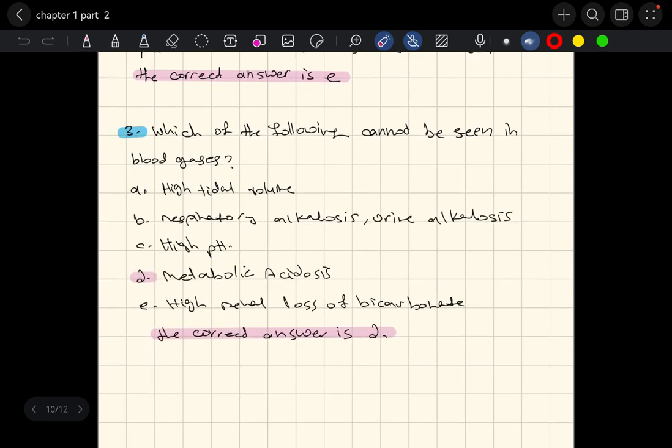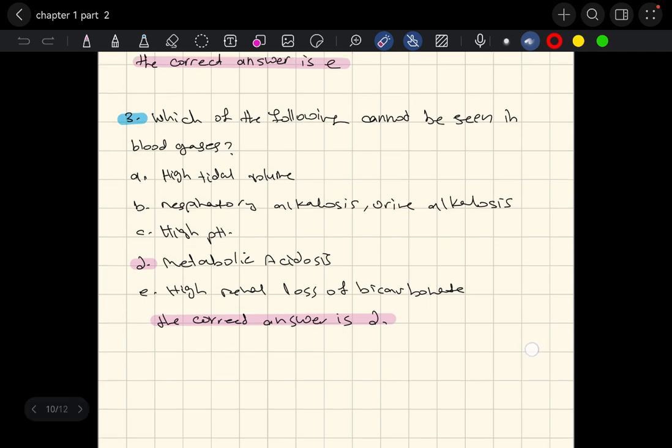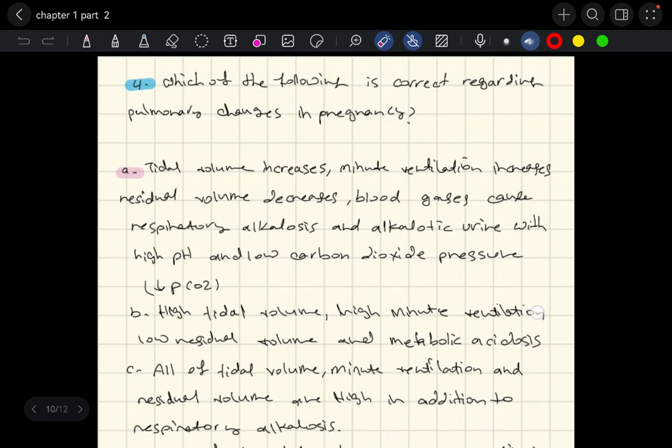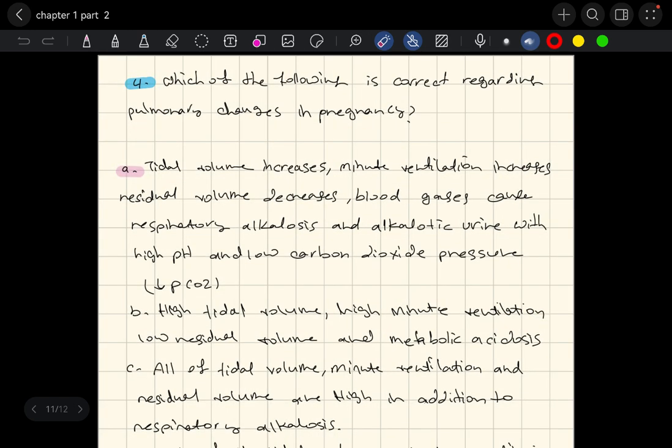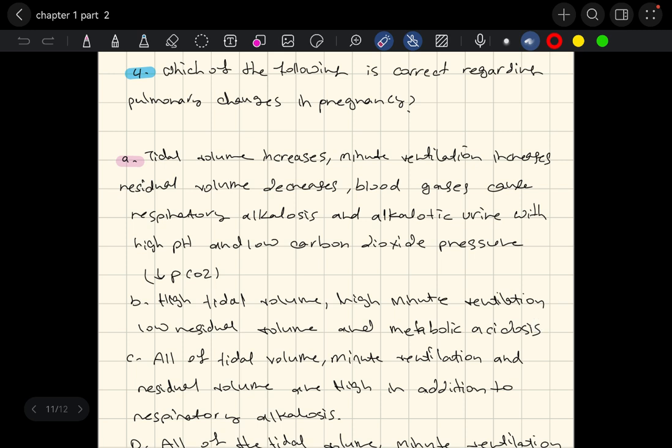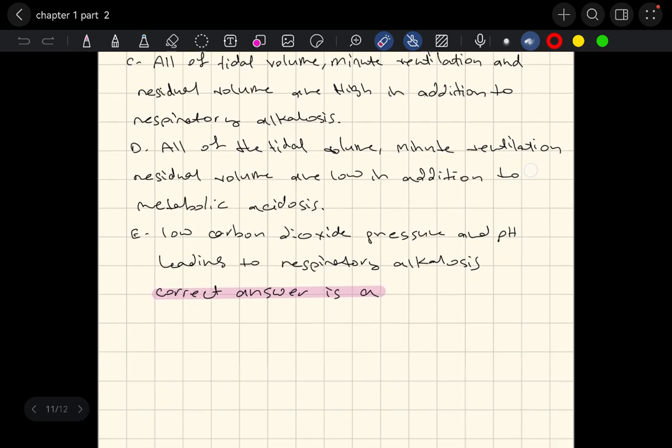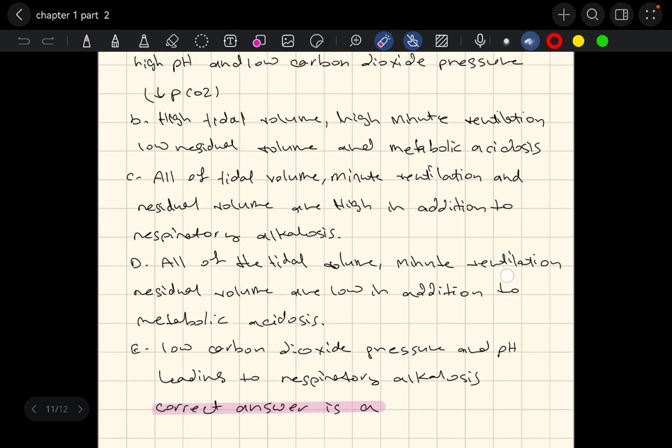And here we have the third question: which of the following cannot be seen in blood gases? Of course, we cannot see metabolic acidosis. And the fourth question is: which of the following is correct regarding pulmonary changes in pregnancy? So the correct answer is A. Tidal volume increases, minute ventilation increases, residual volume decreases. Blood gases show respiratory alkalosis and alkalotic urine with high pH, low pressure of carbon dioxide. So the answer is A.